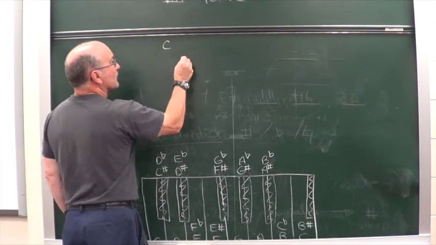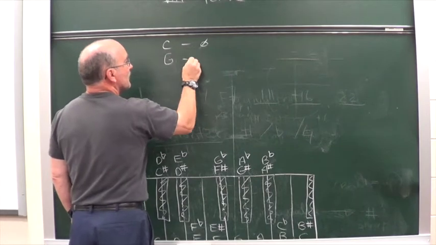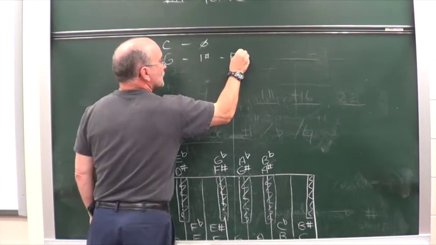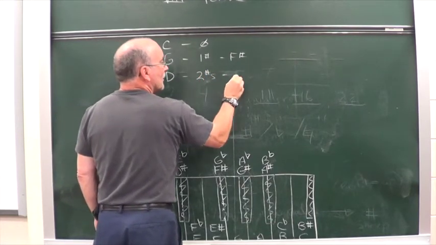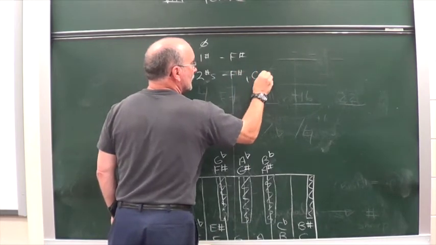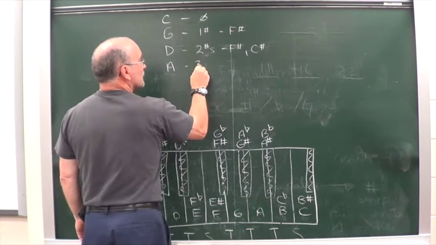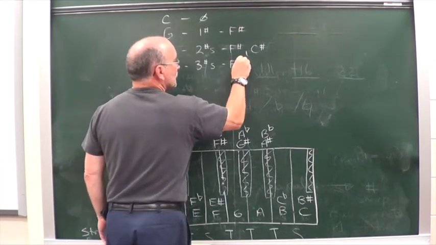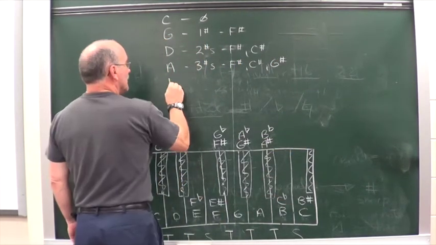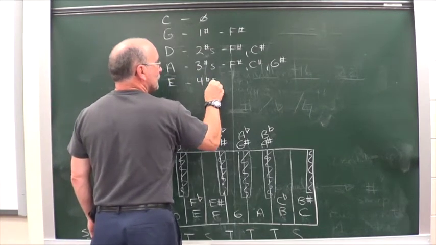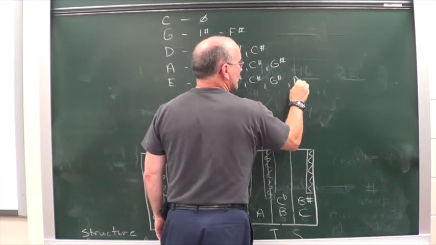First of all, when you had C major, it had no sharps or flats. Then you discovered that G major had one sharp, F sharp. D major has two sharps. One of those sharps is F sharp, and then the other one is C sharp. I don't think I'm going to have enough room here, but we'll see. A major, you discovered, had three sharps: F sharp, C sharp, and G sharp. E major had four sharps: F sharp, C sharp, G sharp, and D sharp.